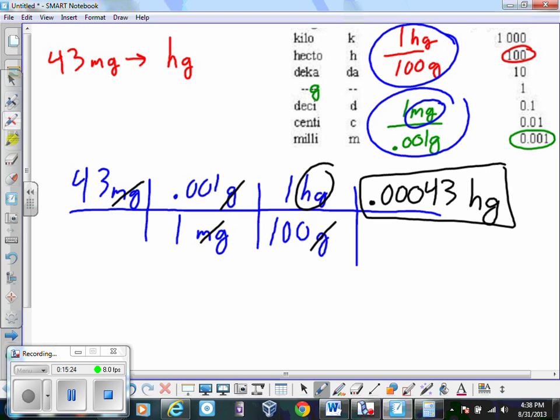And that is the factor label method that'll go with you into college. Might as well learn it now, make yourself efficient.